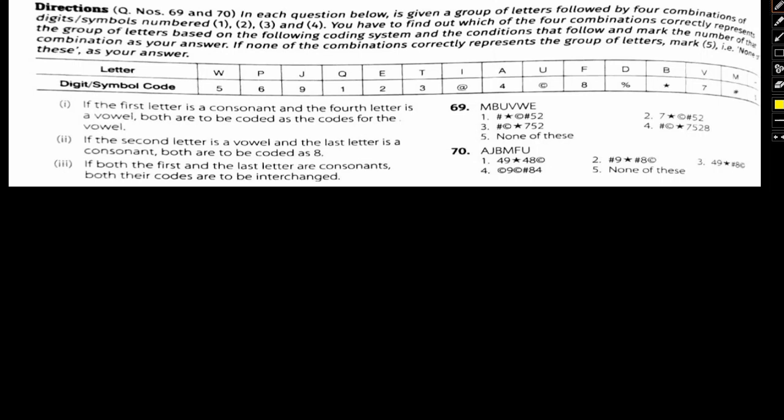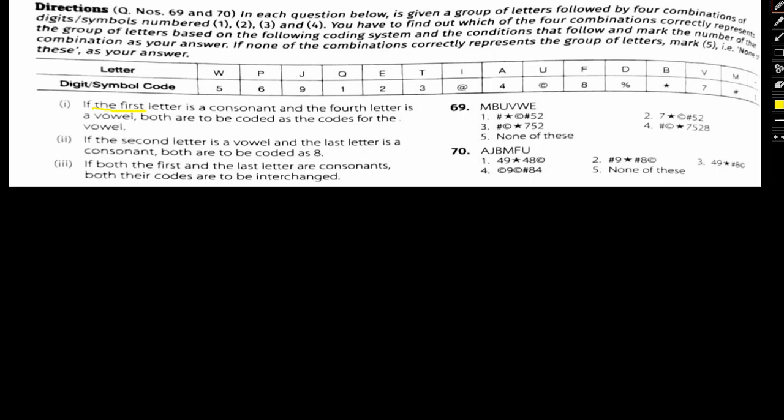In each of the questions below, a group of letters is given, followed by 4 combinations of digits and symbols, numbered 1, 2, 3 and 4. You have to find out which of the 4 combinations correctly represents the group of letters based on the following coding system and conditions, and mark the number of the combination as your answer. If none of the combinations correctly represents the group of letters, mark 5, if none of these is your answer. So here we have been given a group of letters and the codes that represent each one of them. And a few rules regarding the coding system are also given.